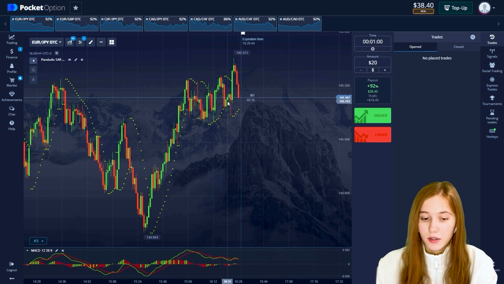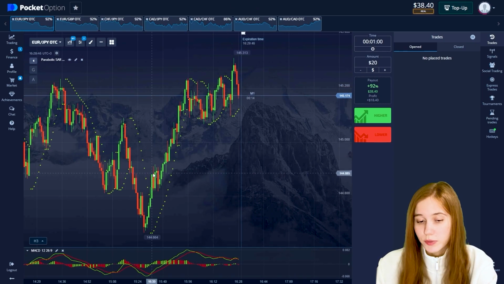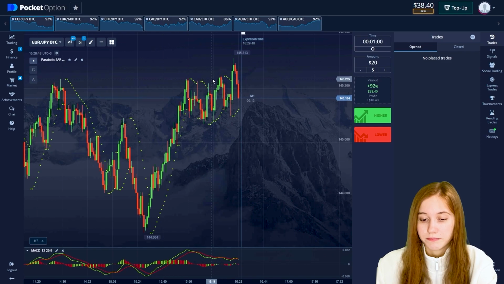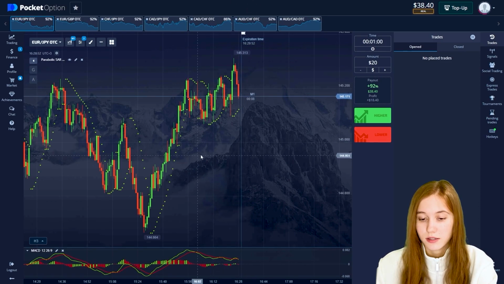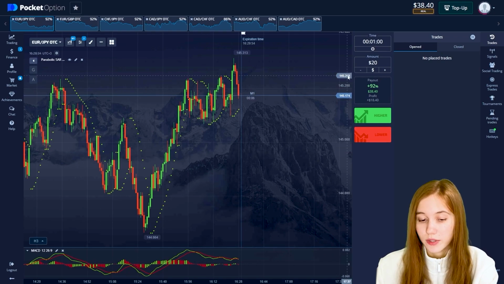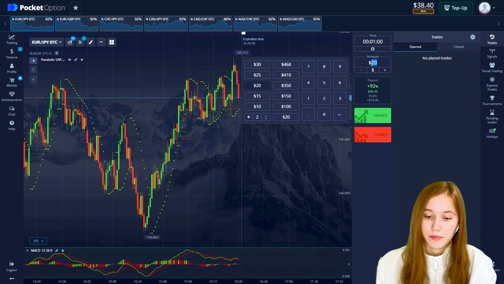So here it was also possible to highlight the support area, so let's increase our deal amount to $38.